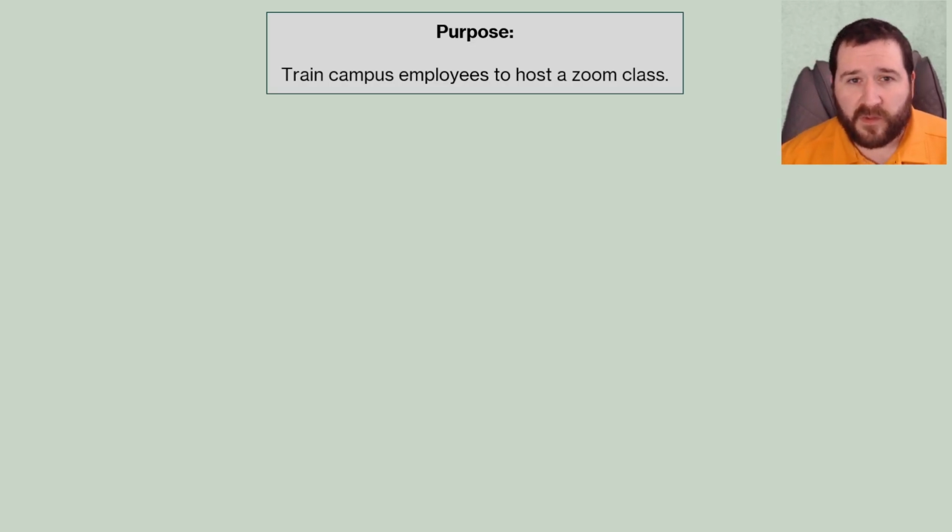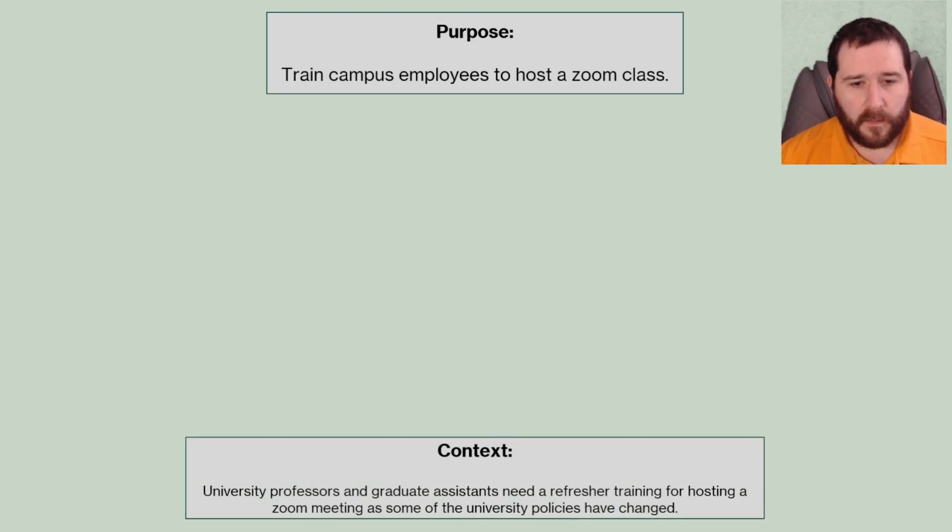Okay, so starting with our purpose, a really general statement. We're not getting into the nitty-gritty details of objectives yet. We just want to provide an overall goal or purpose. In this case, just training employees to host a Zoom class. Okay, we'll give a little more context at the bottom. In this case, we're training our university professors and graduate assistants.